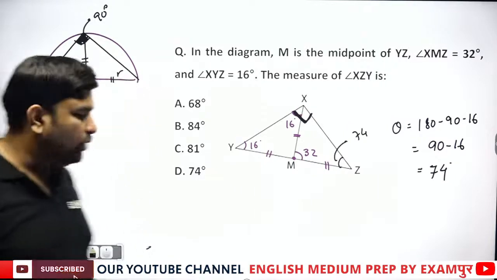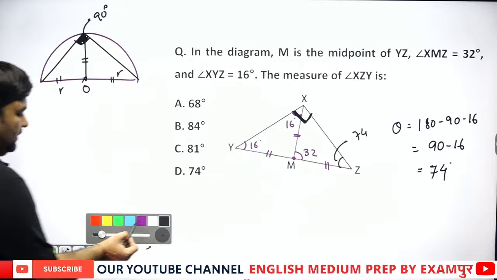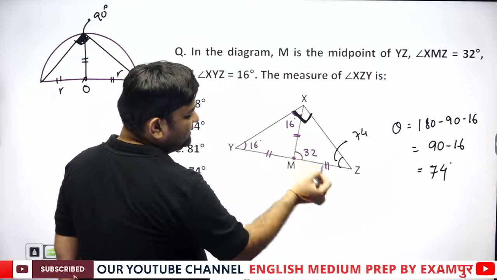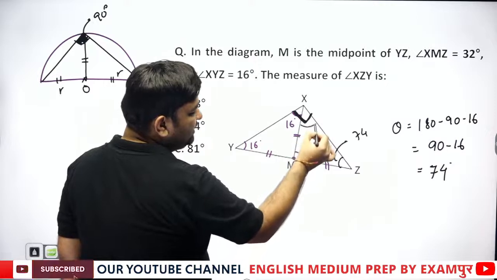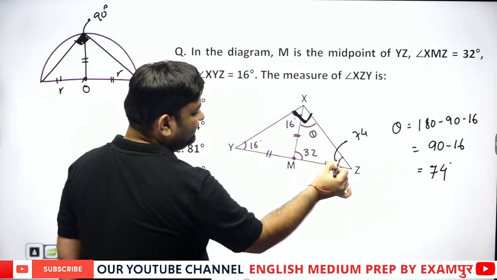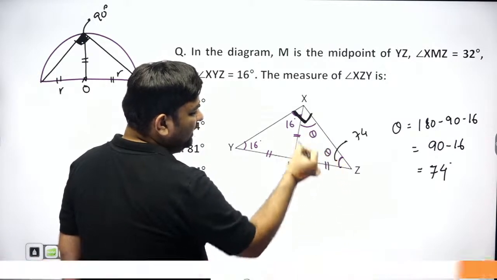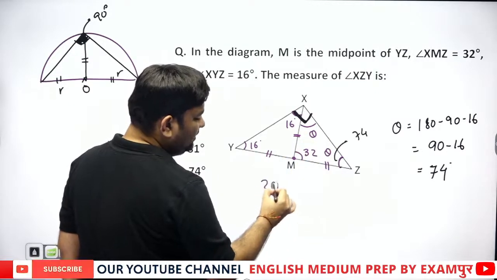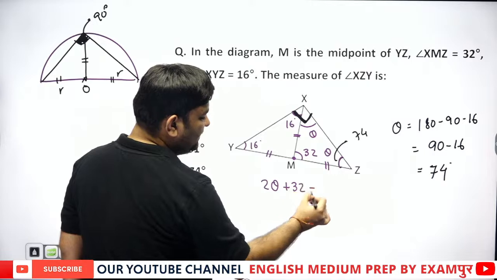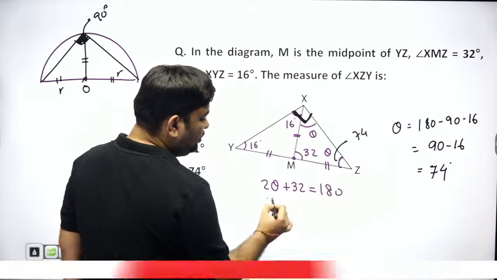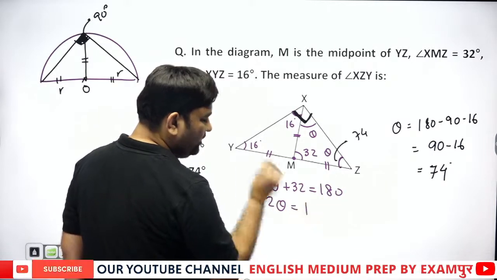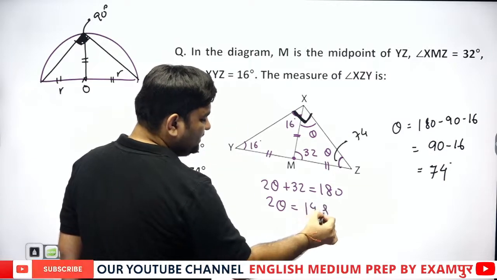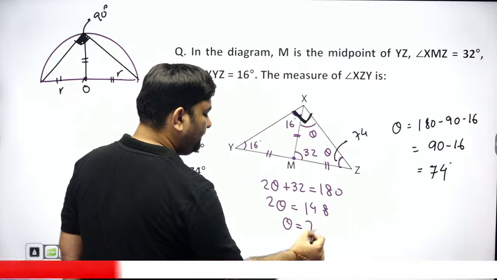Another way to approach this is, sir, these two sides are equal. So the angles opposite to them are also equal, theta and theta. And now this is a complete triangle. So 2 theta plus 32 is equal to 180. 2 theta is equal to how much, bacha? 148. So theta is 74.